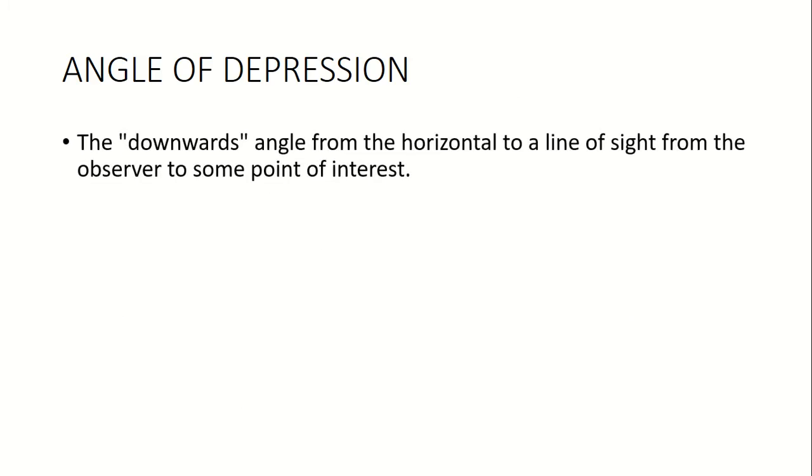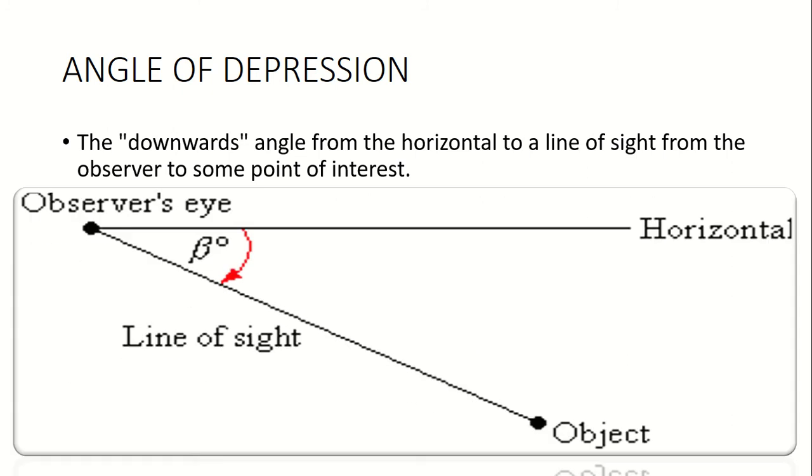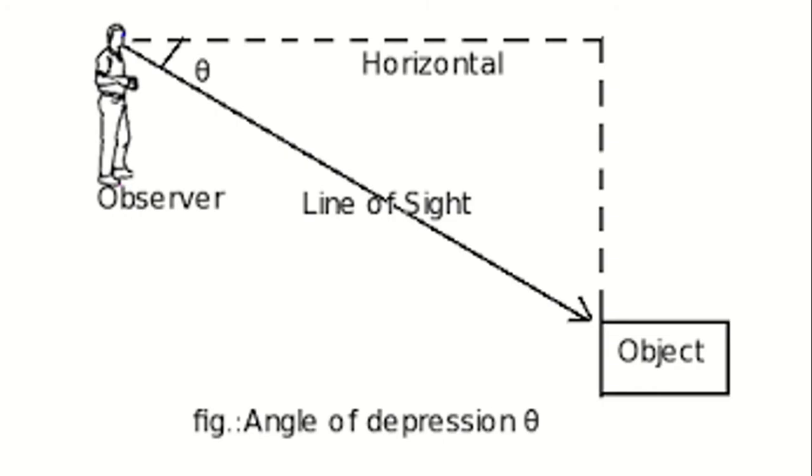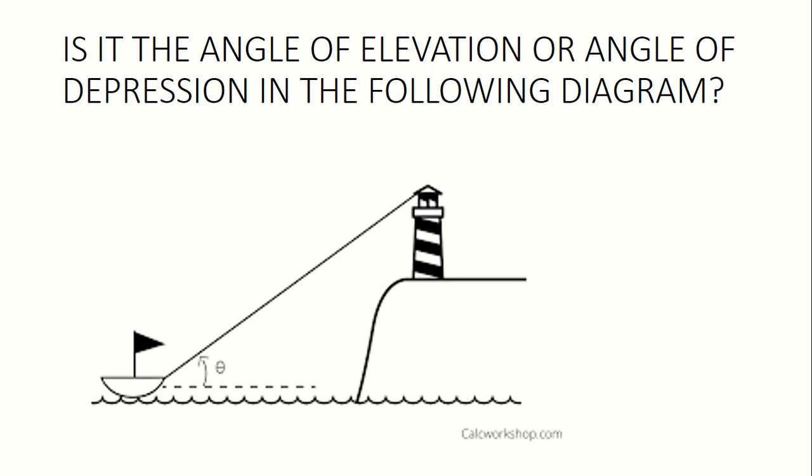Angle of depression is the downward angle from the horizontal to a line of sight from the observer to some point of interest. Basically, if I'm an observer on the horizontal line, when I face down to that object, I'll create an angle of depression. Beta degrees will simply be my angle of depression. So from the horizontal point, when you face down, you create an angle of depression. So theta in this case will be an angle of depression.